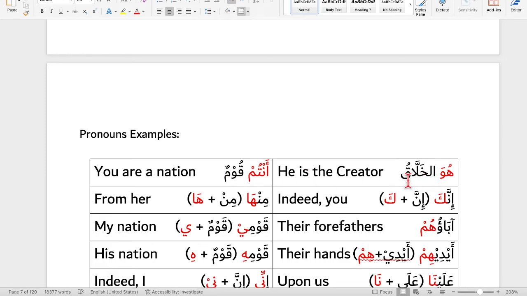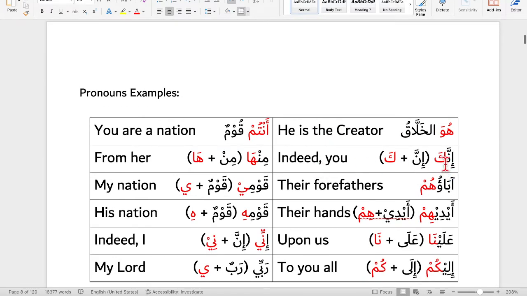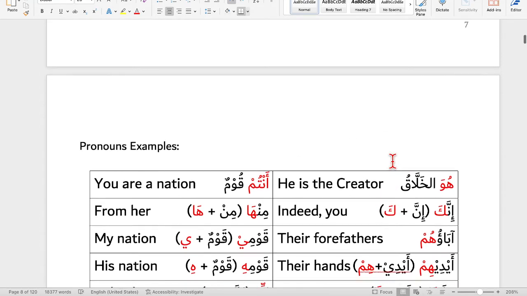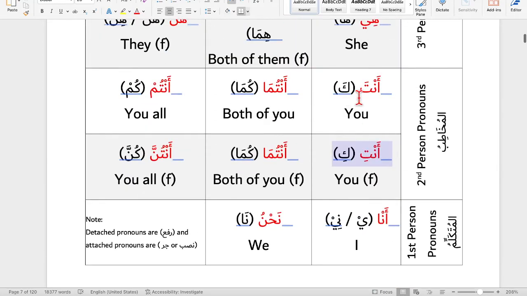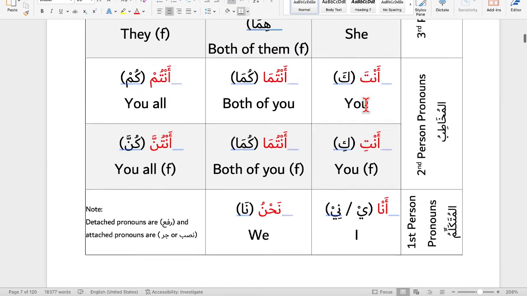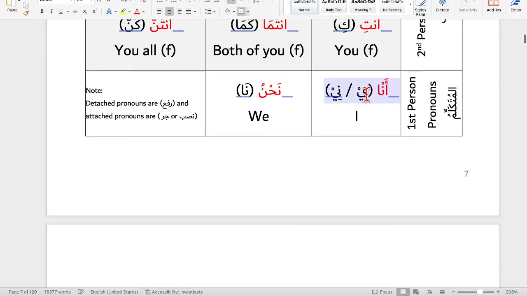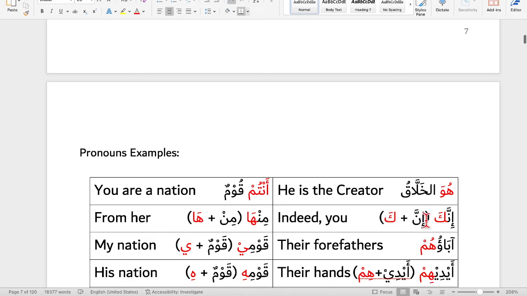Huwa al-khallaqu. Al-khallaq means the creator. Huwa means he is the creator. So this is another attached form. Inna ka, you see that there are two words, inna plus ka. Ka, we studied above, is the attached form of anta. So the meaning is the same, it's just that because this is attached, this form has to be used. We can't say inna anta, it has to be inna ka, indeed you.